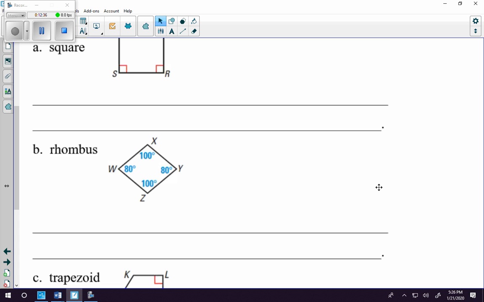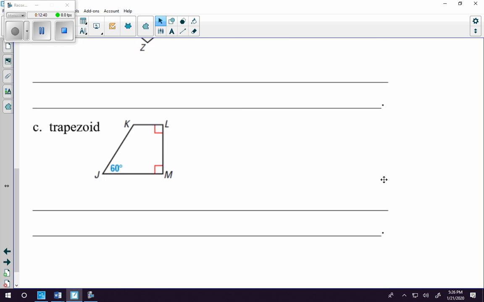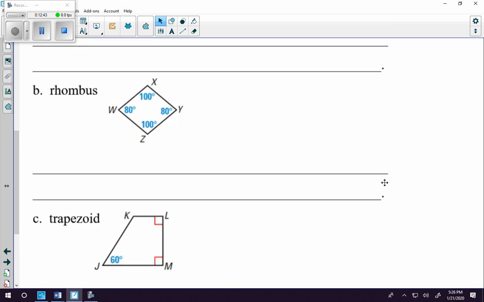Well, if we think about the choices here above, does that hold true for a rhombus? It does hold true for a rhombus, but they didn't tell us that all four segments are congruent to each other. If they told us that all four segments were congruent to each other, then we could conclude that this is a rhombus. But we're not sure about the four segments being congruent to each other, so we cannot conclude this as a rhombus. We can definitely say it's a parallelogram, but not a rhombus.